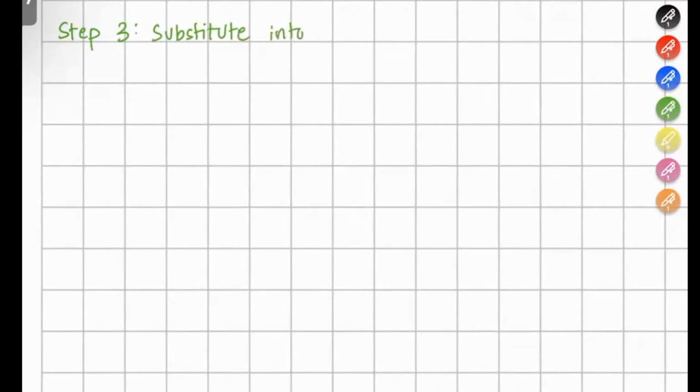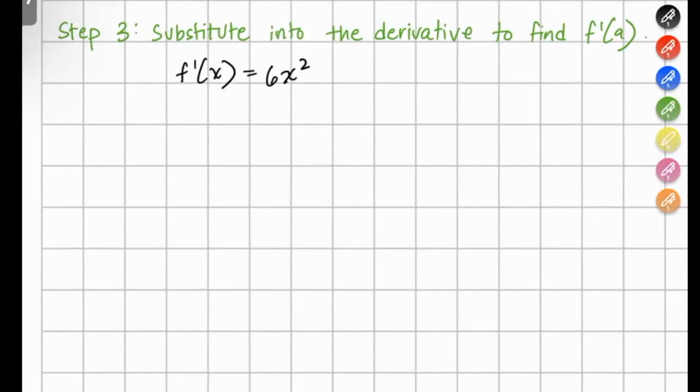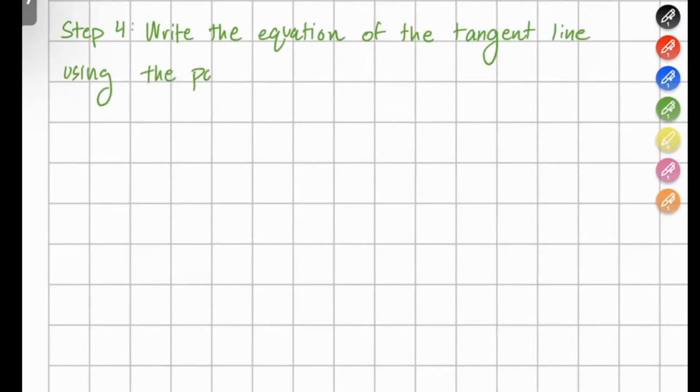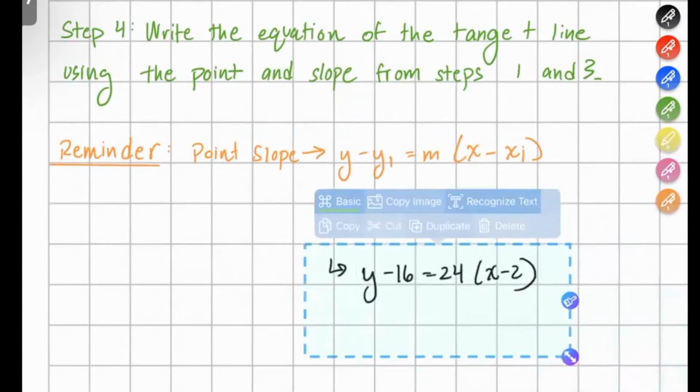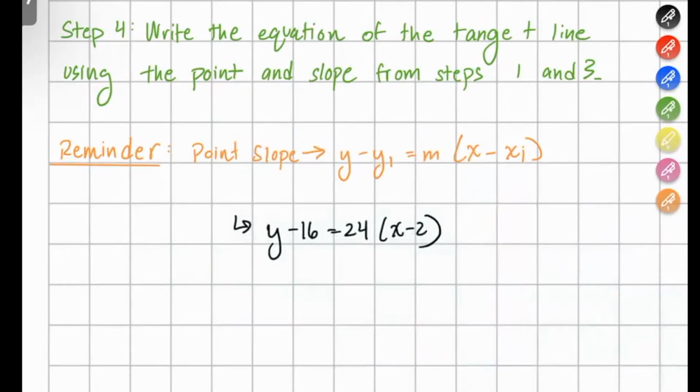In step 3, we substitute into the derivative to find f prime of a. f prime of x equals 6x squared, so m equals f prime of a, which equals 6 times 2 squared, which gives us 24. In step 4, we write the equation of the tangent line using the point and slope found in steps 1 and 3. As a reminder, point-slope form is y minus y1 equals m, which is slope, times x minus x1. Once we plug in the numbers, we get y minus 16 equals 24 times (x minus 2).